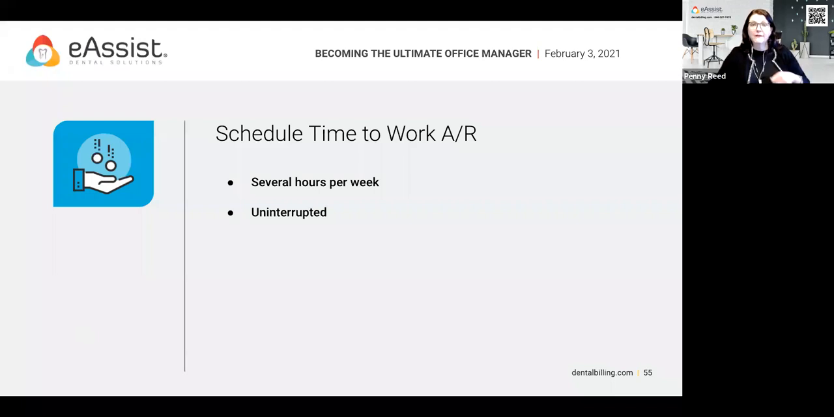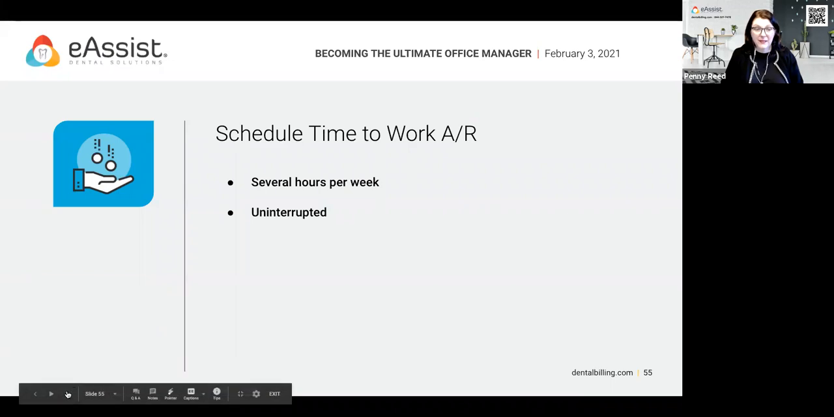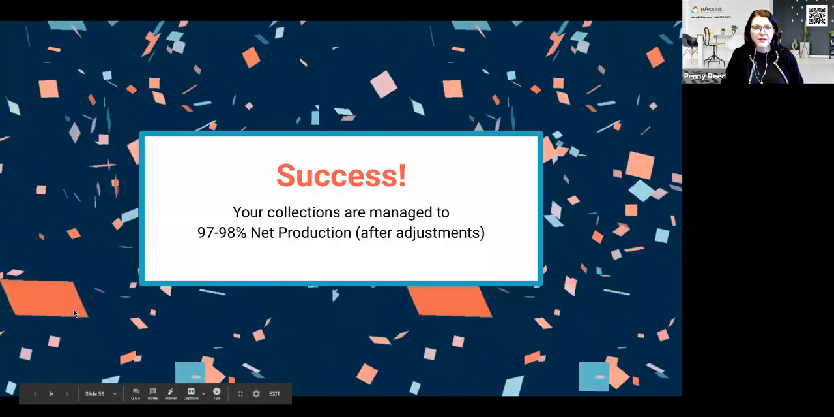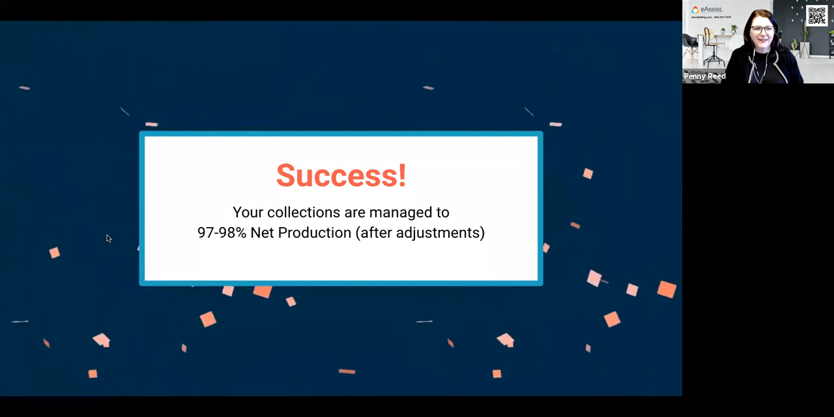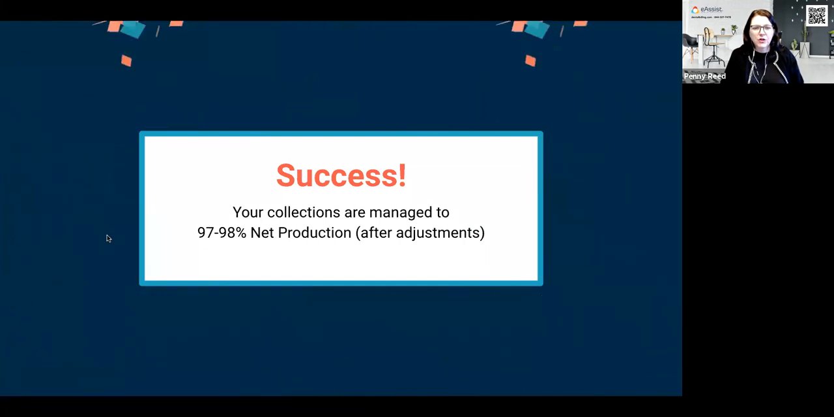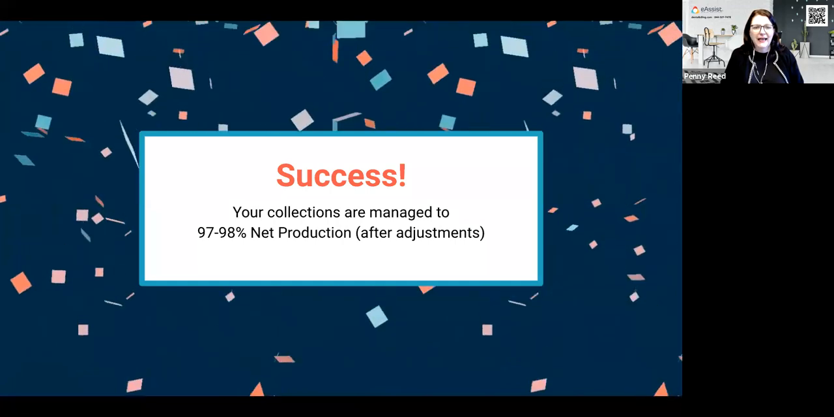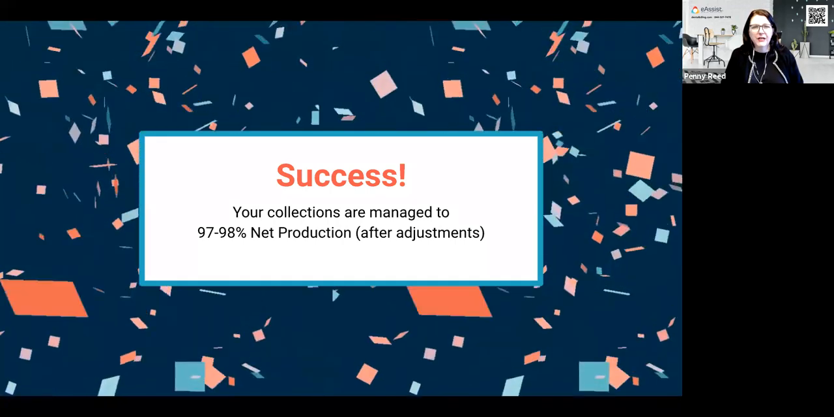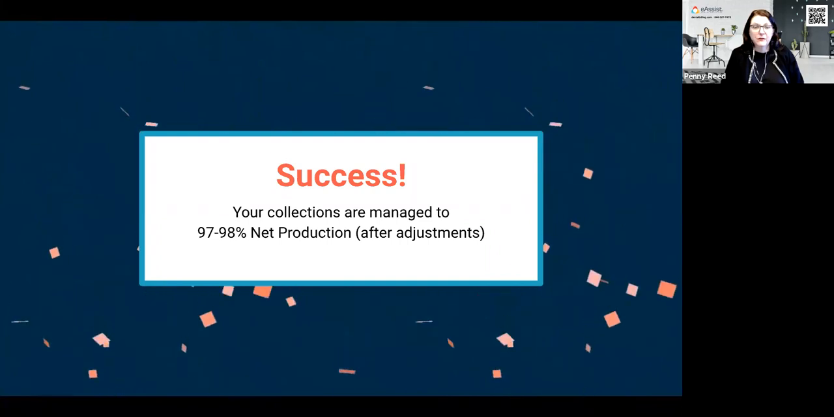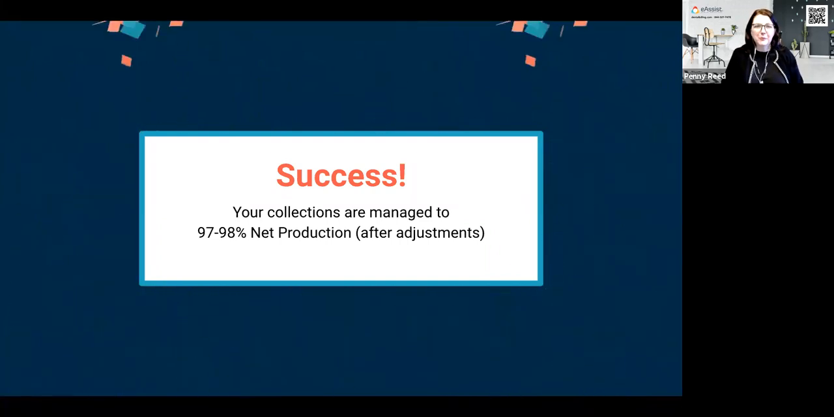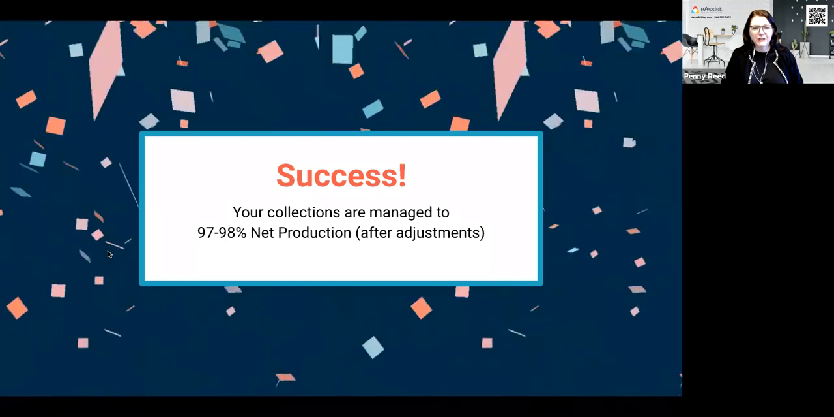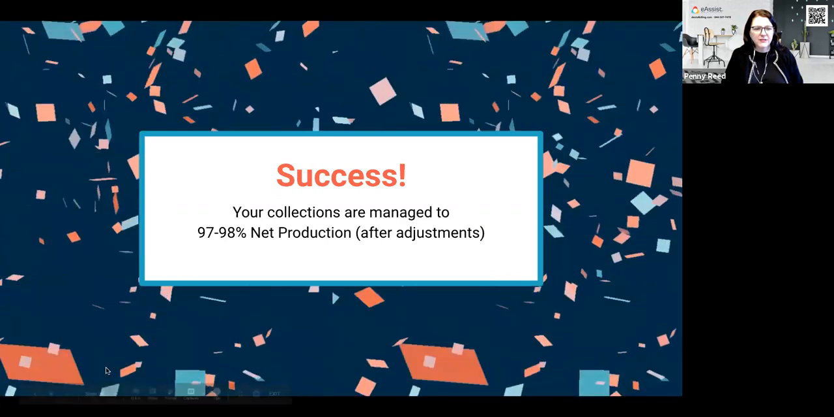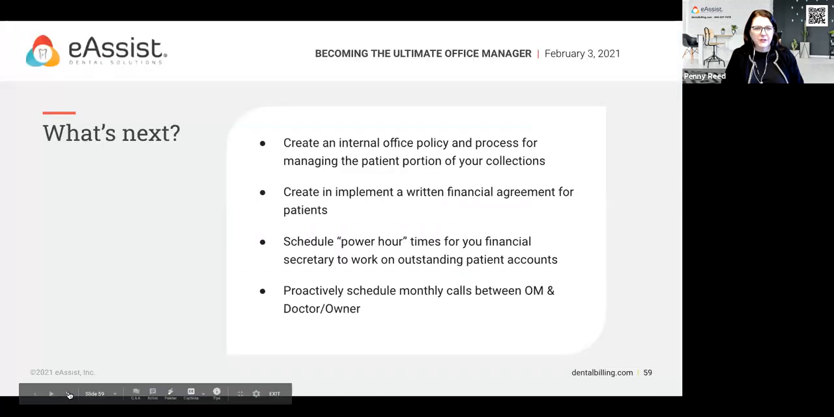Not that you don't have other things going on during the day, but if you wait until you have time to work your accounts receivable, you won't have time until it really becomes a problem, and then a lot of that money will never be collected. So if you do these things, look, we have confetti. That just makes me happy. Your collections are managed to 97 or 98% of net production after adjustments at minimum. Of course, we'd love to see you at 100% collections of net production, but 97 to 98% would definitely be a healthy benchmark as well.